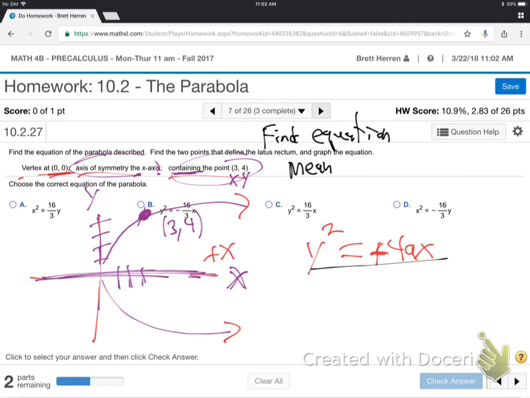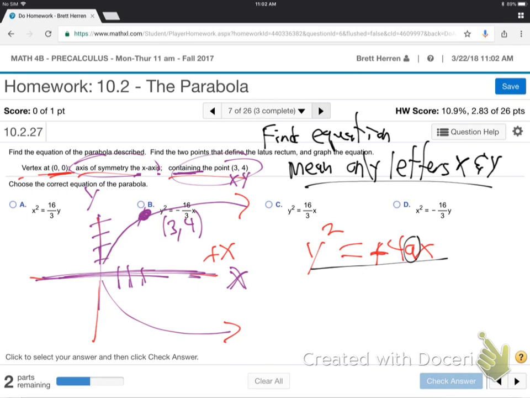they mean the only letters are x and y. They mean they want you to find everything except x and y. So notice I got to find a. See what I'm talking about? Long story short, they're saying find a, because once I've found a, then I'll have the whole equation with x and y. That makes sense?